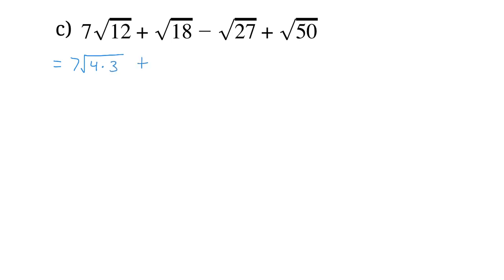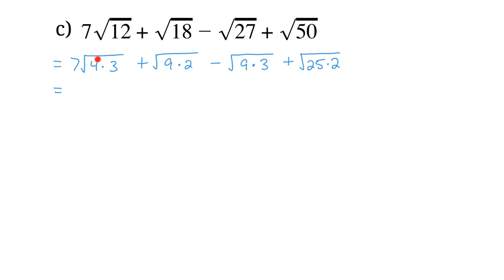Plus, so 18, if we break that down, that can be broken down to the square root of 9 times 2, okay, and 27 can also be broken down. So 9 is a factor of 27, and that's going to be broken down into the square root of 9 times 3, and 50 is broken down into the square root of 25 times 2. So I found a perfect square in all these factors here, so I could definitely break this down even more.